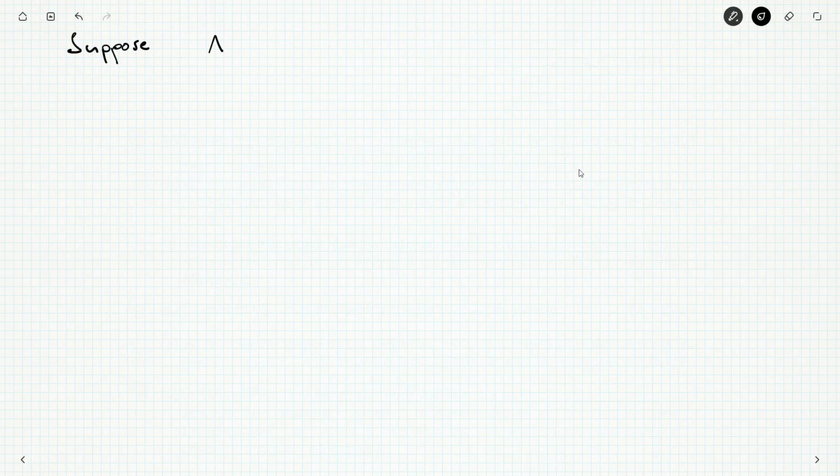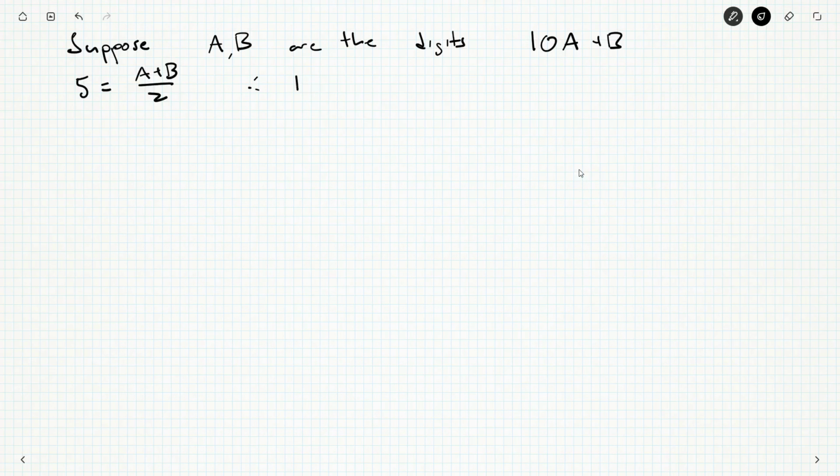I'll say something like, suppose A and B are the digits. This is a pretty nice technique. We can write out the number as 10A plus B. So in order to have 5 be the average, 5 has to be (A plus B) over 2. How do we average two numbers? You add them up, divide by 2. So 10 has to be A plus B.